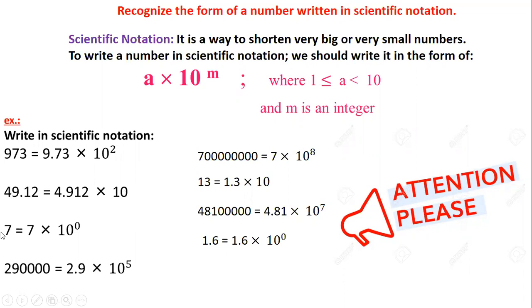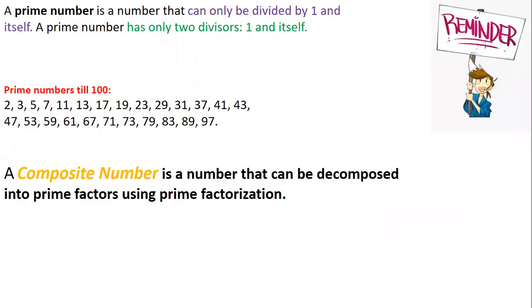Now, if I gave you 7, I also ask, is 7 between 1 and 10? Yes, it is. So I should keep it as it is. I should not change it. Any number kept as it is, we always multiply it by 10 to the power 0 because it should not be changed. These are the scientific notation.